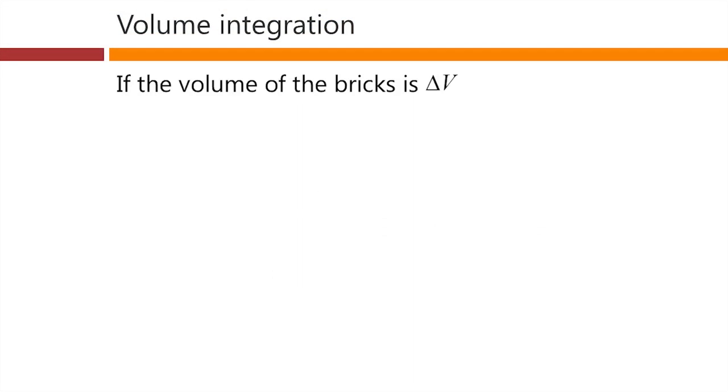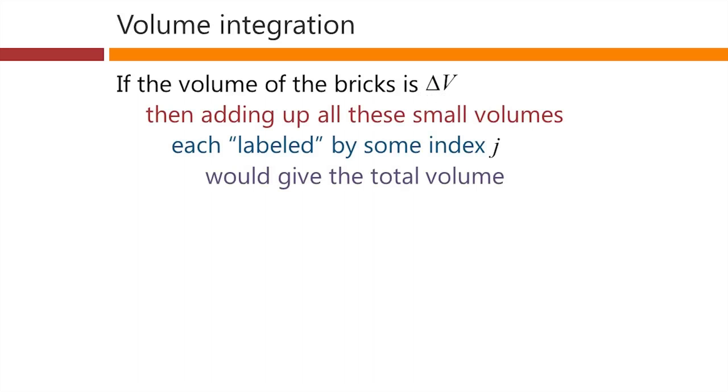So in volume integration, having divided our volume up into a collection of bricks, each perhaps of volume delta V, then if we add up all of these small volumes of all the bricks that fit within our larger volume, and if we index or label each of these bricks with some number, J here is the index, adding up all of these small volumes, these bricks that just fit into our large volume, would give us the total volume.